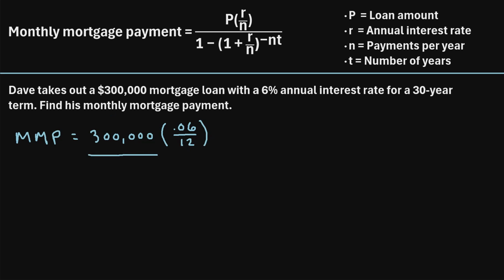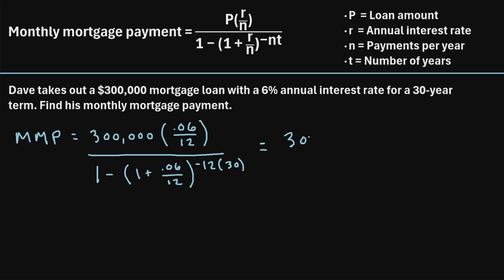And then we're dividing that by 1 minus 1 plus R over N. So again, that's just 0.06 divided by 12. And we're raising that to the power of negative N times T, so negative 12 times T, where T is the number of years. We're told that this loan is a 30-year term. So for T, we'll use 30. So this is the formula that we can use to find the monthly mortgage payment. We just need to simplify it a little bit.